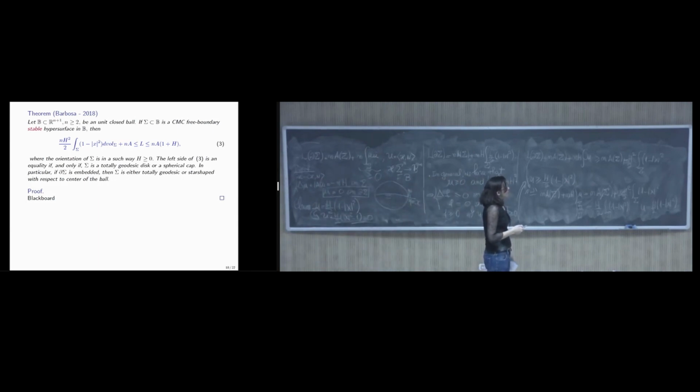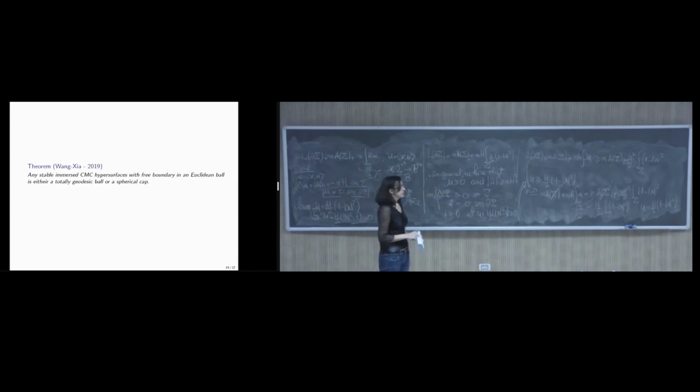So this result answers the question by Rosenberg and Gasta. And now I show you the next result, by Wang and Xia: any stable in mass semi-C hypersurface with free boundary in a Euclidean ball is either a totally geodesic ball or a spherical cap. So you have another result about that. These are beautiful results because they classify all the compact, stable hypersurfaces with free boundary in the ball, right?